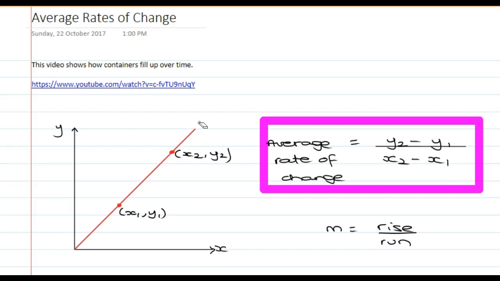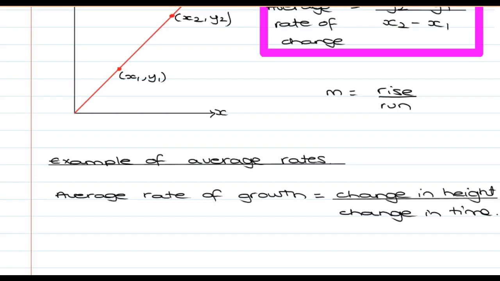Now, when we're working out the rate of change between 2 points, particularly on a straight line, we'll already be familiar with rise over run because that's the gradient. That is the difference in the y direction over the difference in the x direction. So now let's look at some examples of average rate.